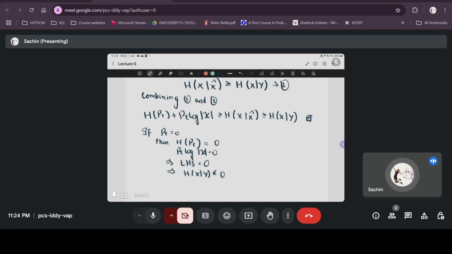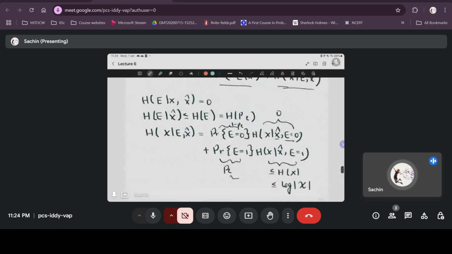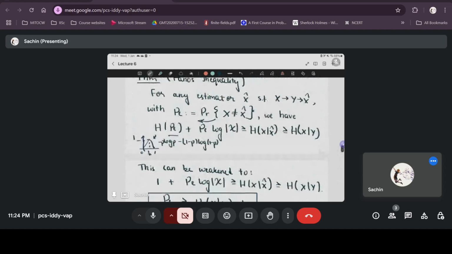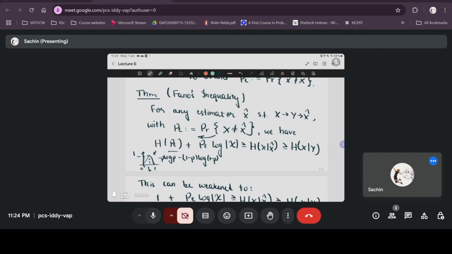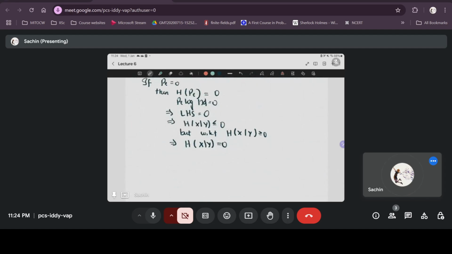Why? It implies h of x given y is less than or equal to 0, but we know that entropy is non-negative. So h of x given y is greater than or equal to 0. So from both inequalities, we can conclude that h of x given y is 0. So p equal to 0 means the probability that x not equal to x hat is 0, then x is a function of y. So if x is a function of y, then you can always estimate x by manipulating y.